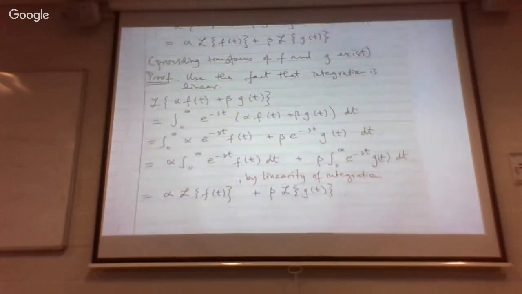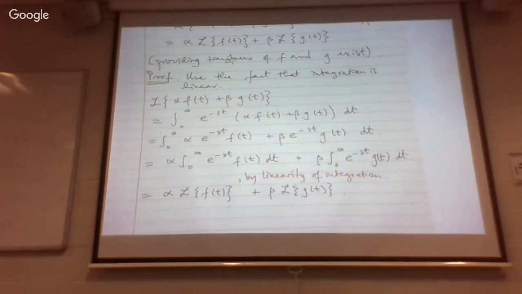So we know it's linear. That's nice. If you want to take the Laplace transform of a big complicated thing built out of addition and scalar multiplication, well, you can split it up and look at the individual transforms and then combine them using the same linear operations.